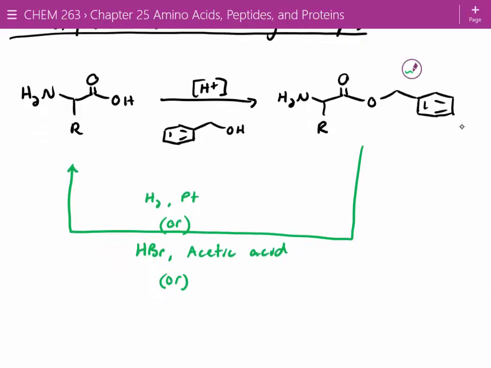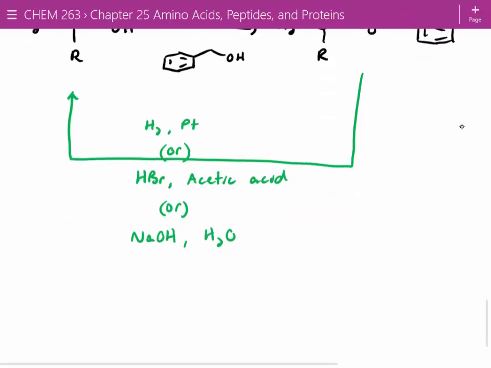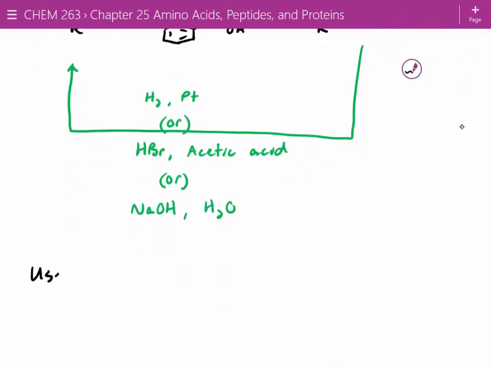Or you can react this with sodium hydroxide and water. So benzyl ester is really, really easy to deprotect when you're done with this synthesis. So first you protect your carboxylic acid, you do your peptide coupling, and then you can remove it when you're done. Okay, it's used for short peptide chains.